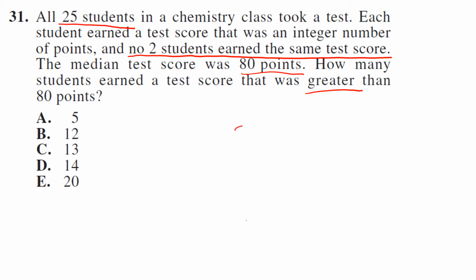So the median is 80. So we know that one student scored 80, and that's the median, the middle right here. So that means above it have to be the rest of the students remaining. So 25 minus 1 is 24. So that means 12 students made higher, 12 students made lower. So your answer has to be B.